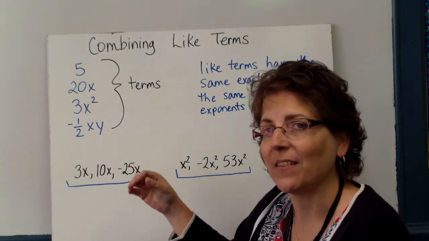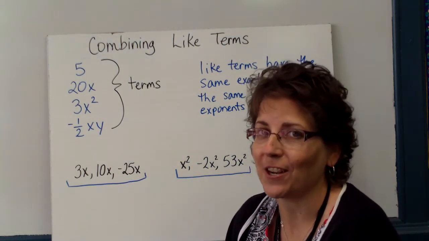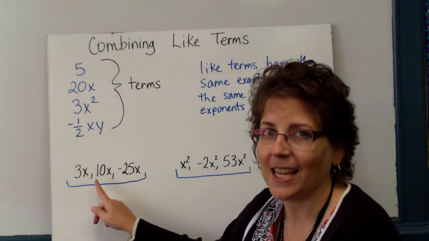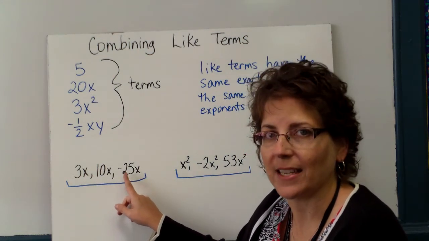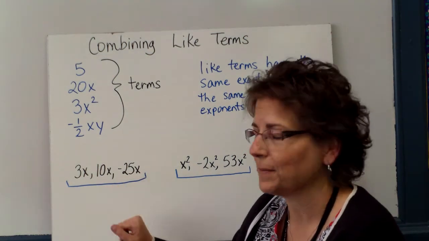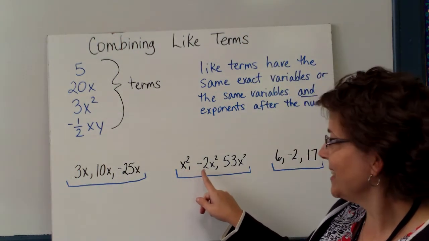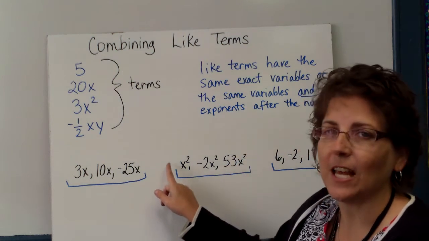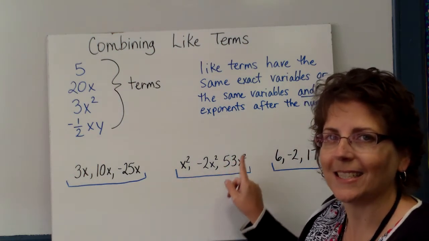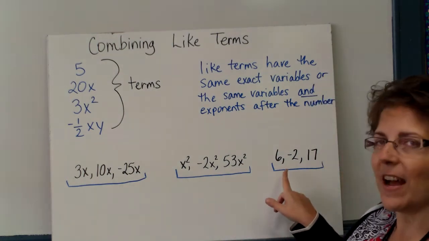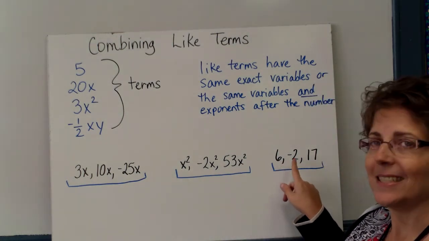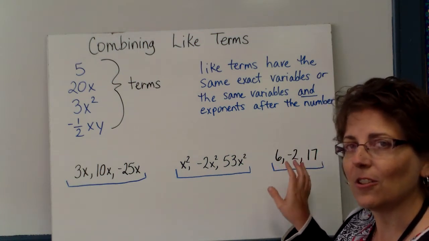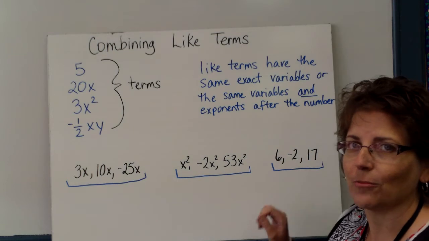The like terms have to have the same letters or the same letters and variables after the number. For instance, 3x, 10x, and negative 25x. This is a group of like terms. x squared, negative 2x squared, 53x squared. This is another group. Everything in this group is a like term. And the final group, 6, negative 2, and 17. Well, those are just regular integers. Those are a set of like terms as well.